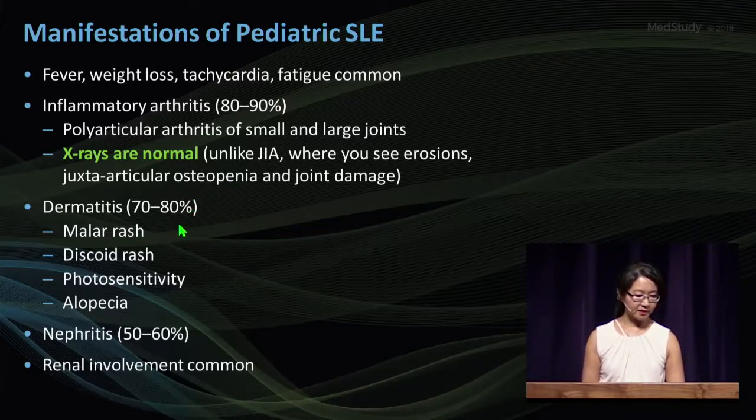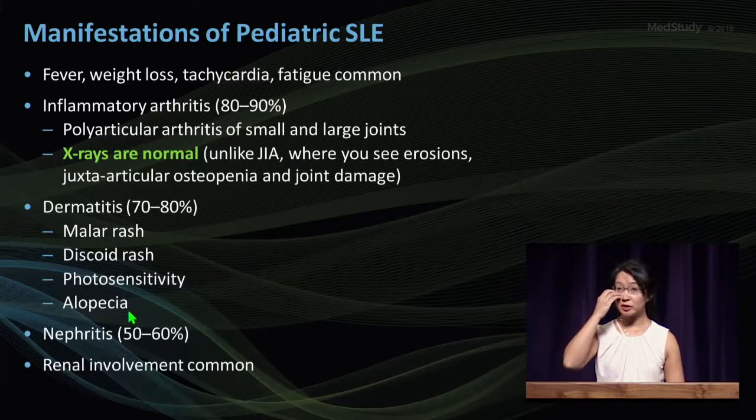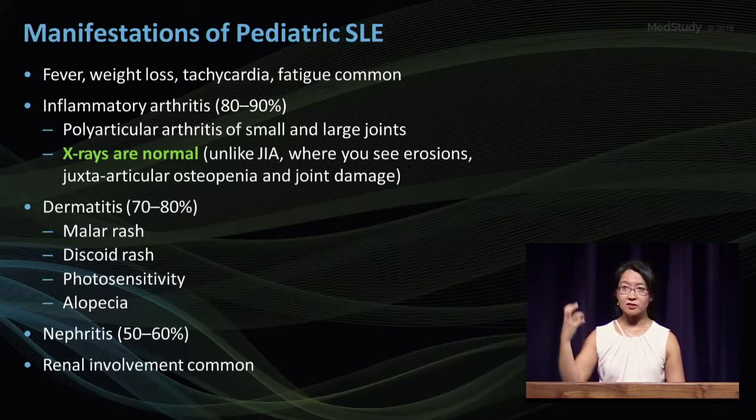So we do not see on X-rays erosions, juxtaarticular osteopenia, just like we would see in patients with JIA. Skin lesions can occur in 70 to 80% of patients. Malar rash, discoid lesions, these are chronic cutaneous lesions, can cause scarring, follicular plugging. Photosensitivity can occur in these patients, and this is actually a reduplication of terms because malar rashes and discoid lesions are actually photosensitive. Patients will present also with alopecia, and it's a diffuse alopecia unless there's a discoid lesion that causes clumps of hair to fall out.